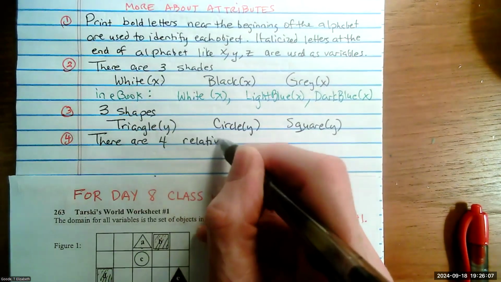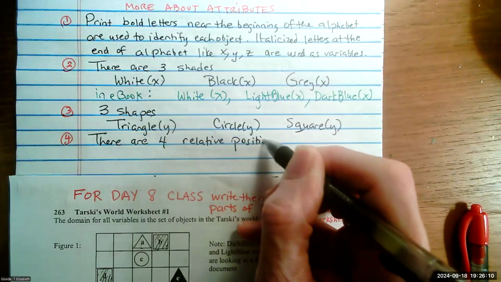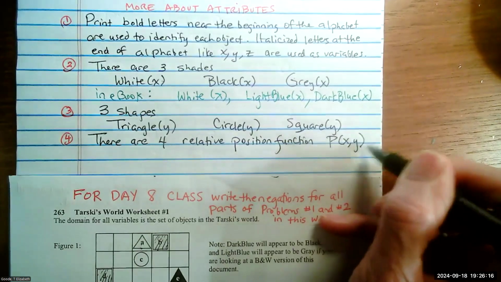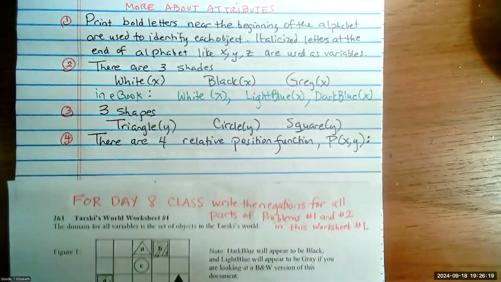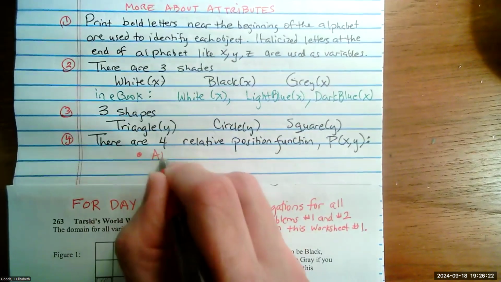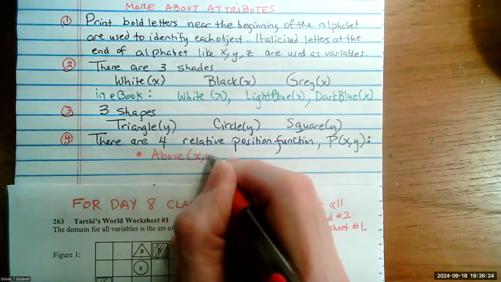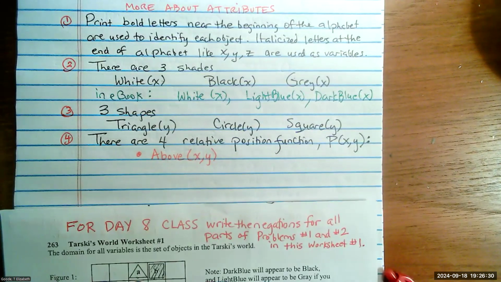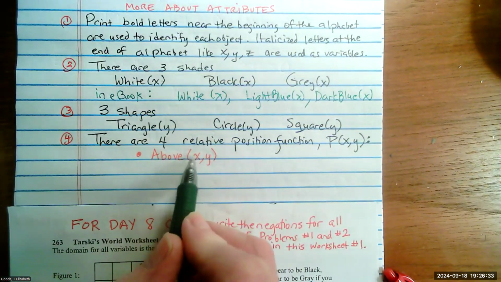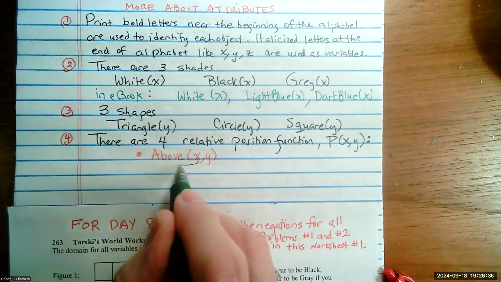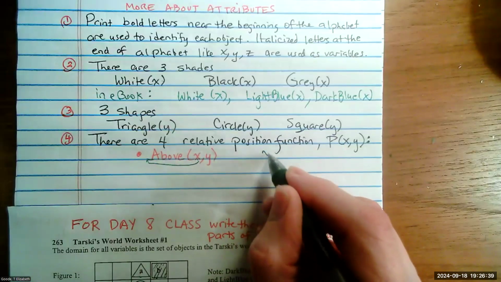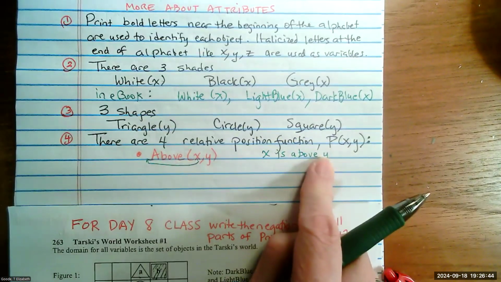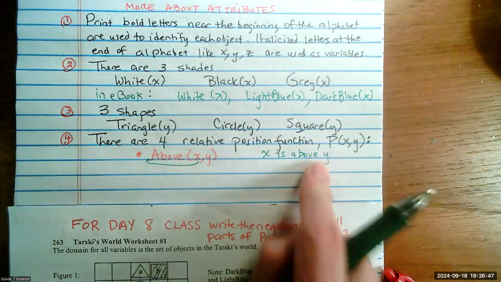So there are 4 relative position functions, and they're of the form P of X, Y. All right, so here they are. Let's start with above x, y. They all kind of work the same way. But the way that we interpret this, the first variable, just stick it out front. So the x just goes out front. And this means x is above y. And we're going to talk about what it means for x to be above y, because that's another pitfall.